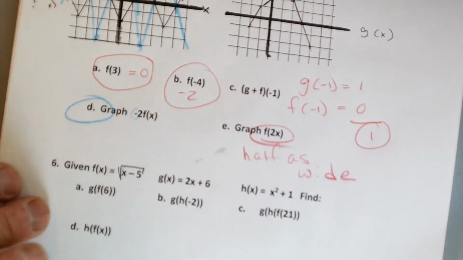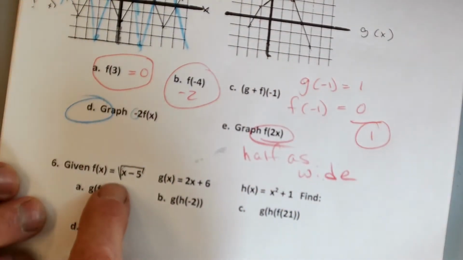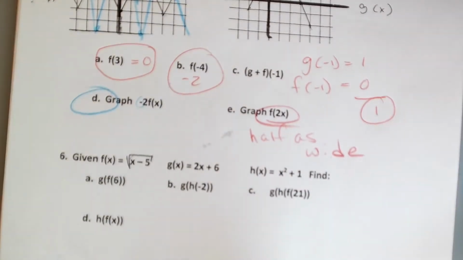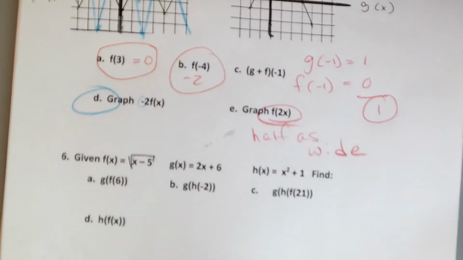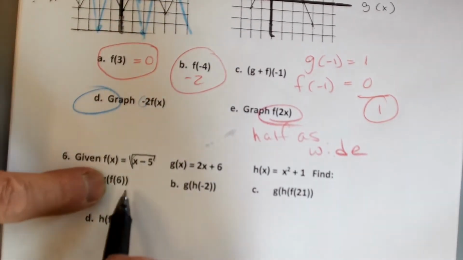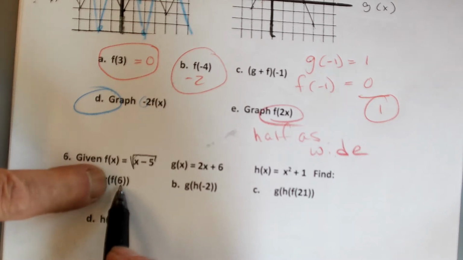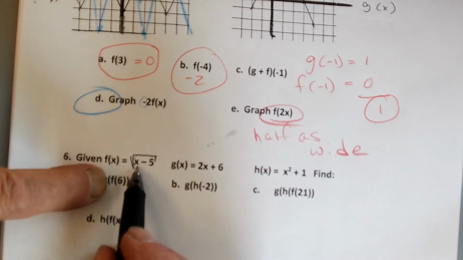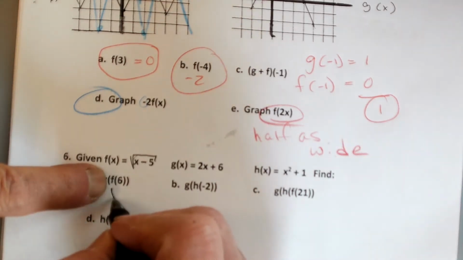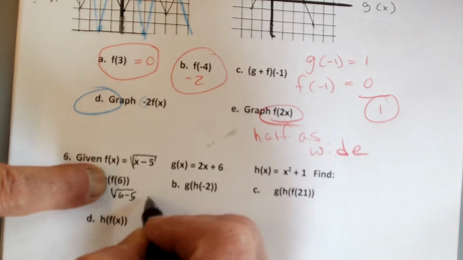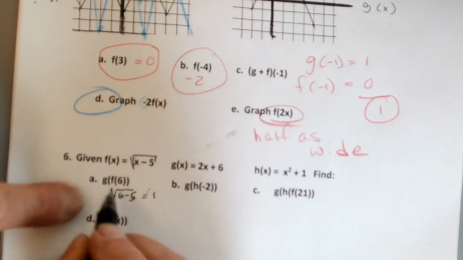Number 6. So number 6 says we've got f of x, g of x, and h of x. So the first one, we're going to read from the inside out. Put 6 into f. So 6 goes into here. So I have the square root of 6 minus 5, which means 1. Square root of 1 is 1, okay? And then I'm going to take 1 and plug it into g.